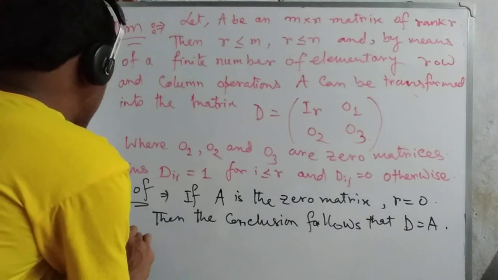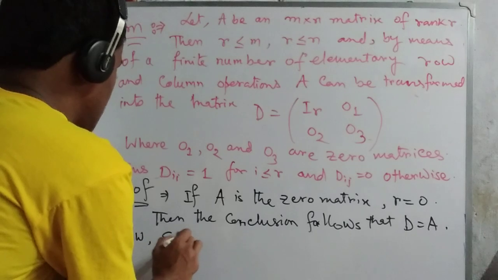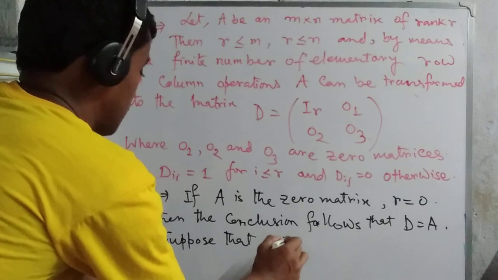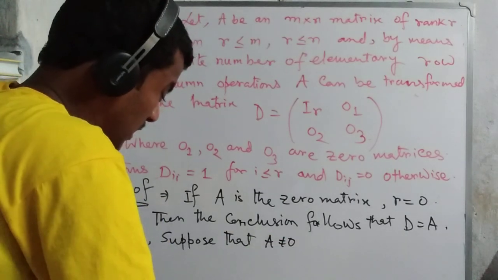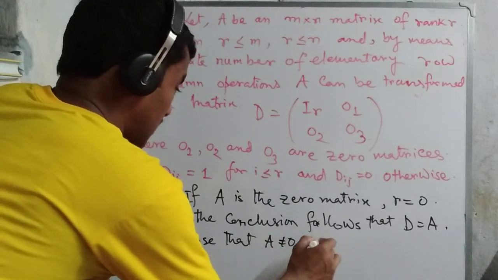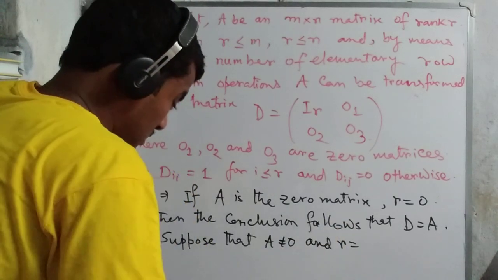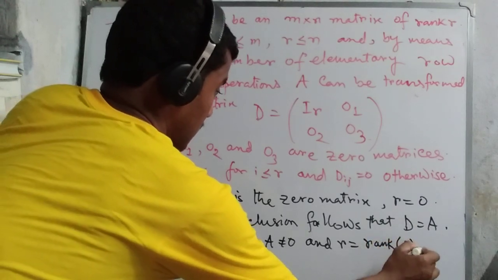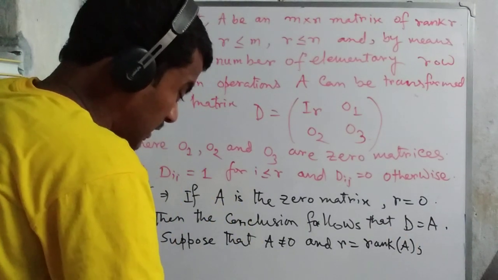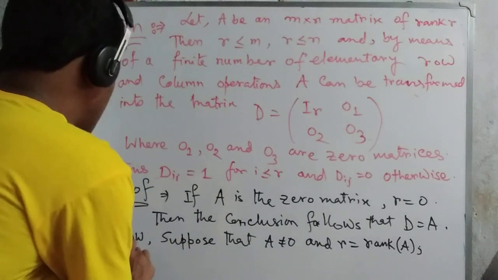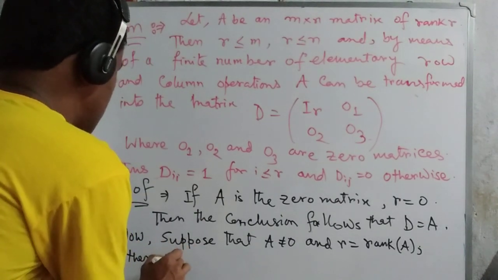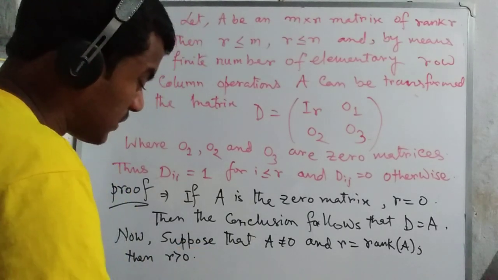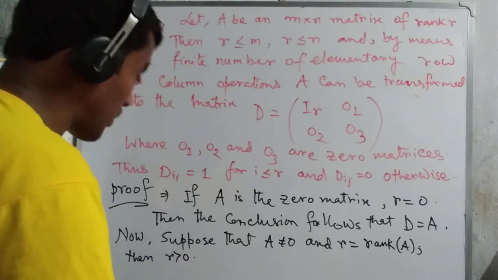Now suppose that A is not equal to 0. Then r equal to rank of A, so r is greater than 0. And the proof is by mathematical induction on m.